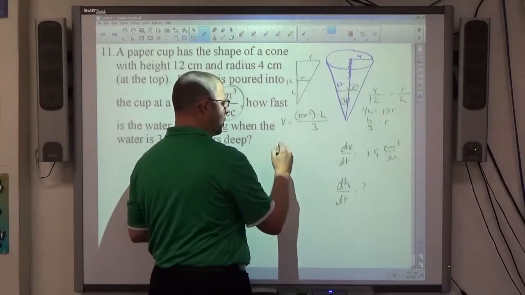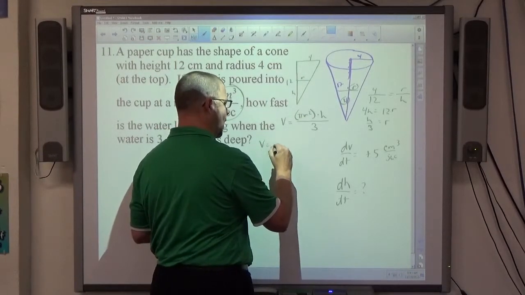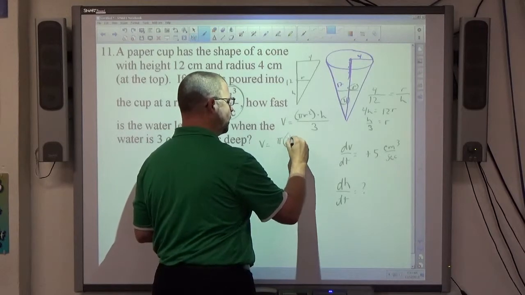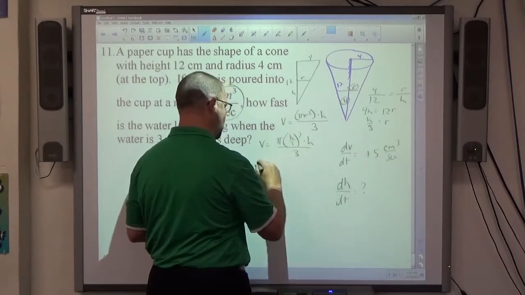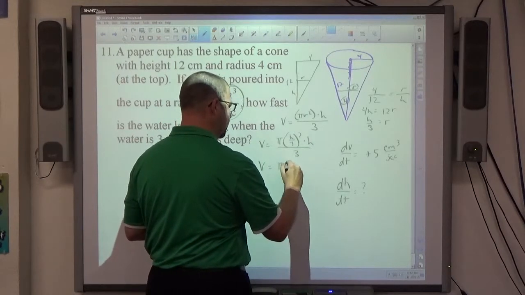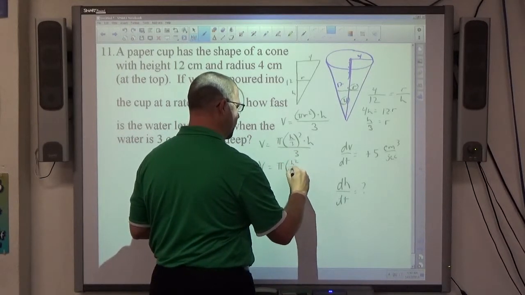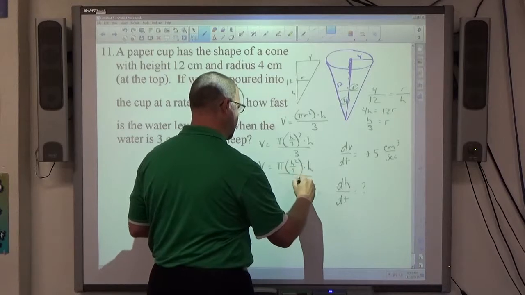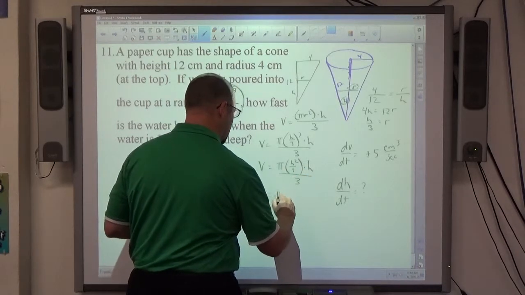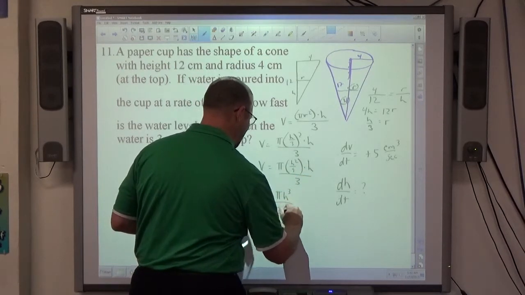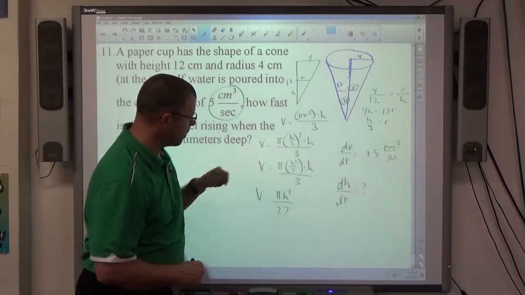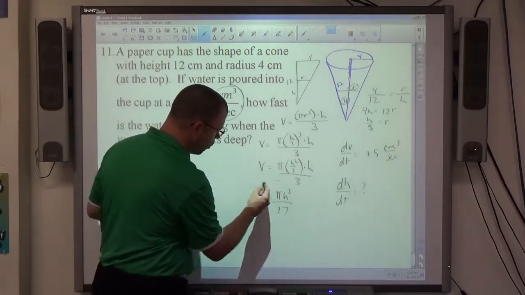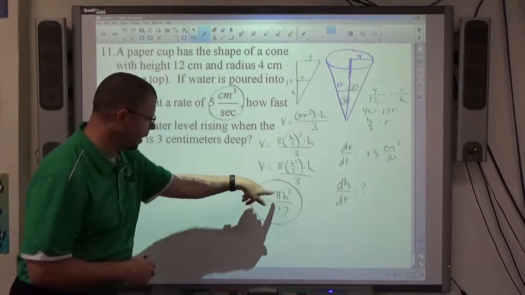So if I take this volume formula, pi times r squared times h all over 3, that gets me pi times h squared over 9 times h all over 3, which just becomes pi h cubed over 27. That over 9 goes to the bottom. The h squared, h, and pi stay on top. So there's my volume formula relating v and h.